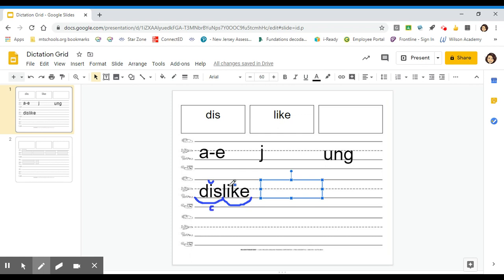Second syllable, I, and then we have a consonant E. So the I is long. It gets a macron. Another way to remember is long equals line. Then down below, we put a vowel. We're putting a little dash where the consonant goes. And then the E, that silent E. And don't forget to cross out that E because we don't hear it. That is your markup for dislike.